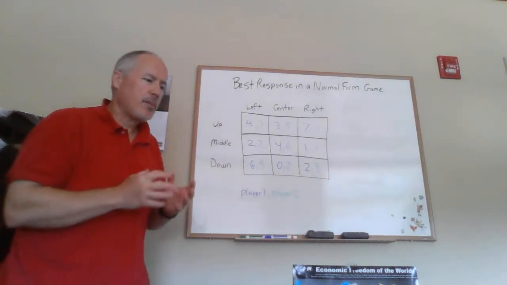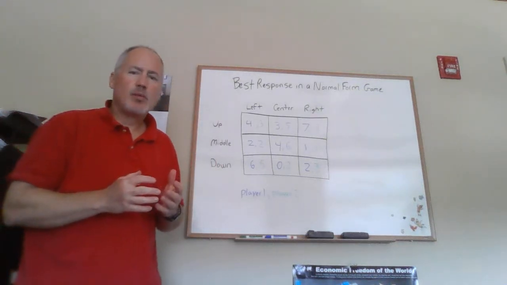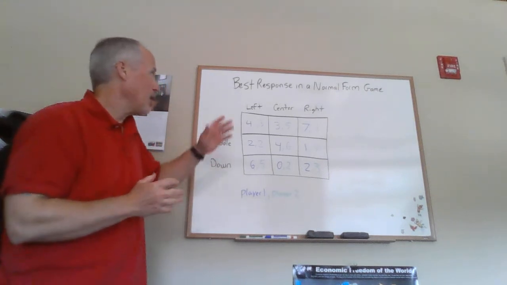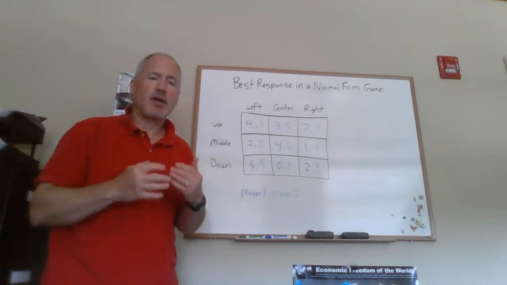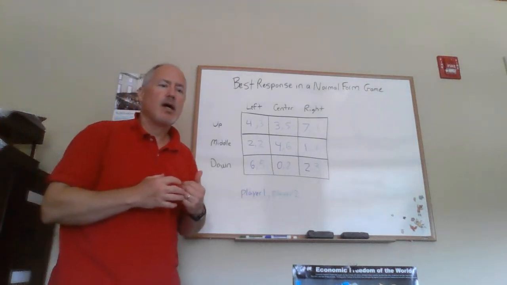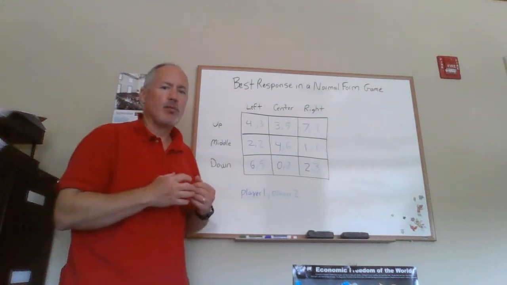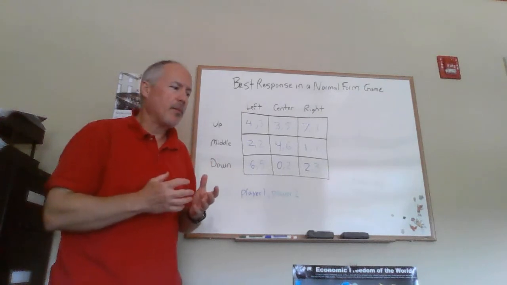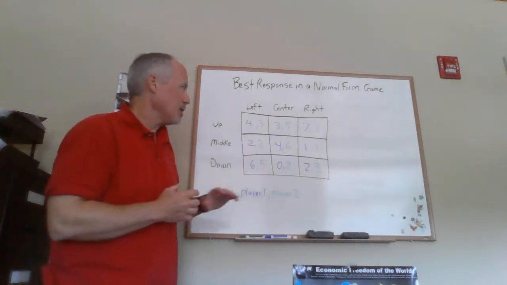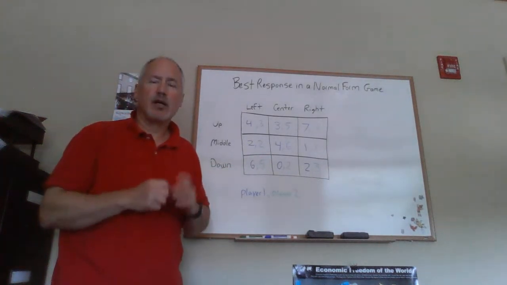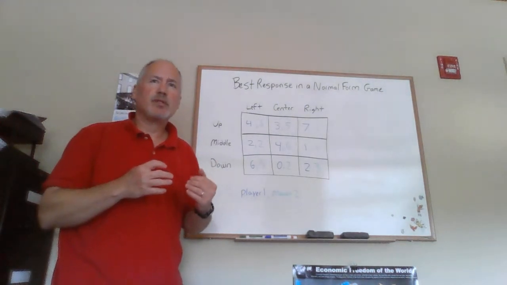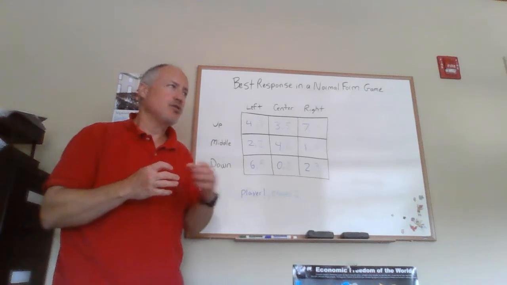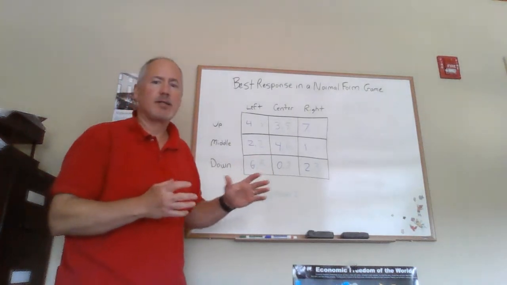This video is going to talk about games in normal form, and specifically how we're going to find the best response, how players are going to best respond to other players in a normal form game. A normal form game is another term for this game matrix. We take a strategic situation and we can represent it using this matrix or box.